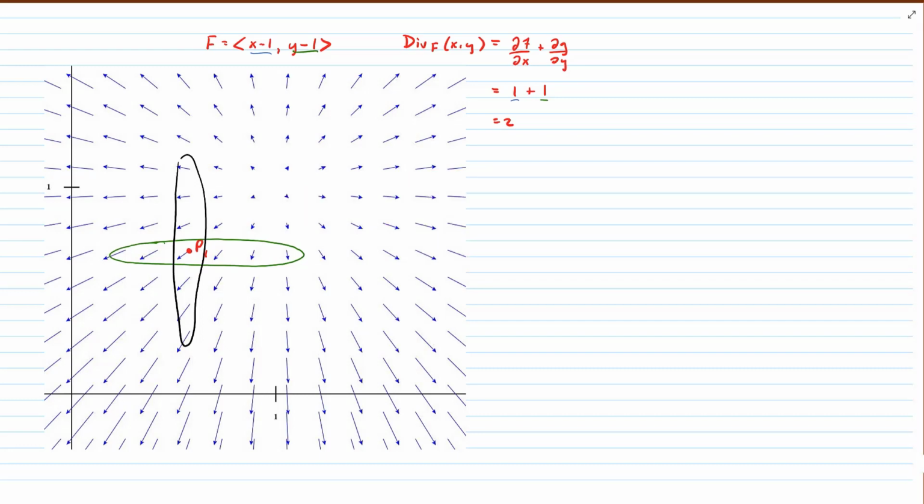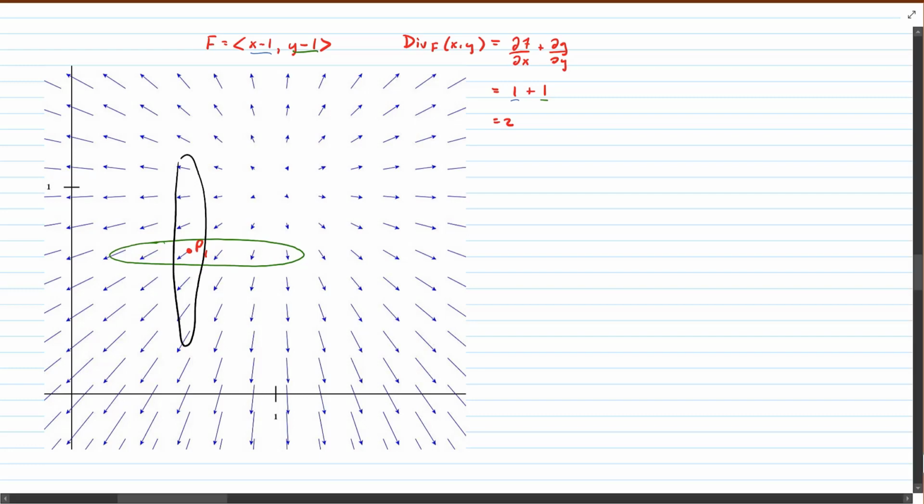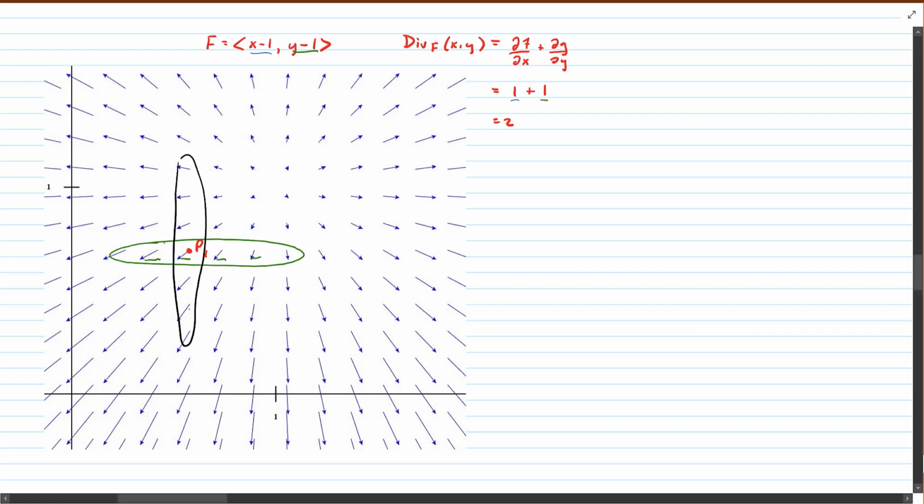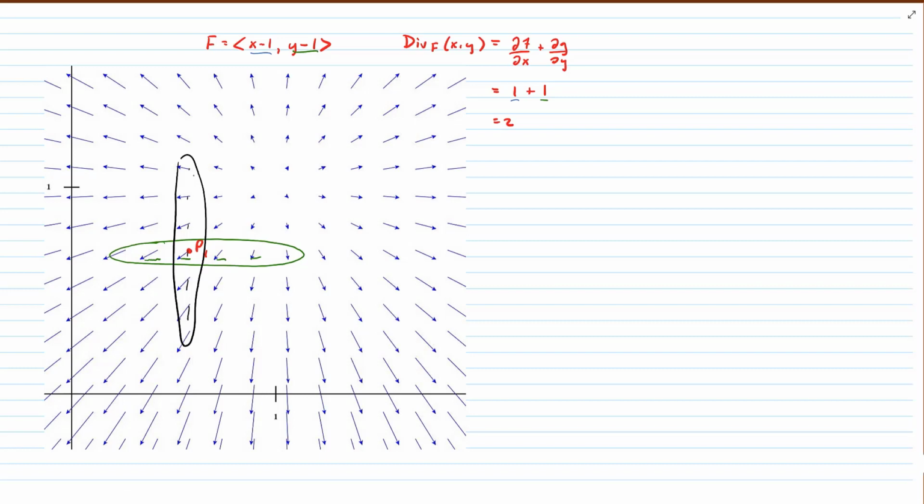We see that because, for instance, the x components around P are becoming less negative, which tells us partial f, partial x is positive. Likewise, if we look at the y components around P, we see that those y components are becoming less negative, which tells us that partial g, partial y is positive. And so the sum of those two positive quantities is again positive.